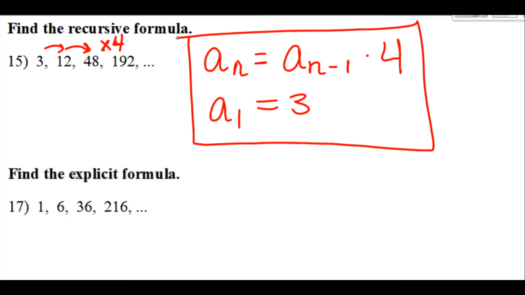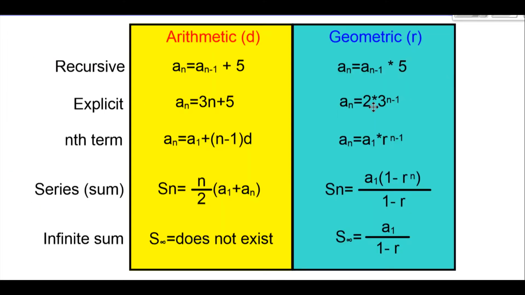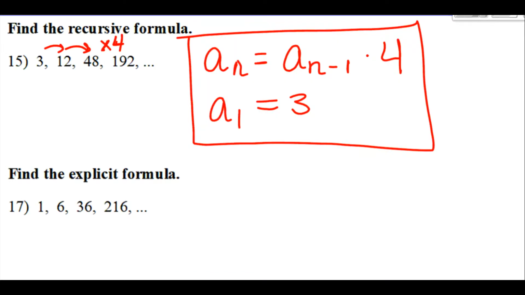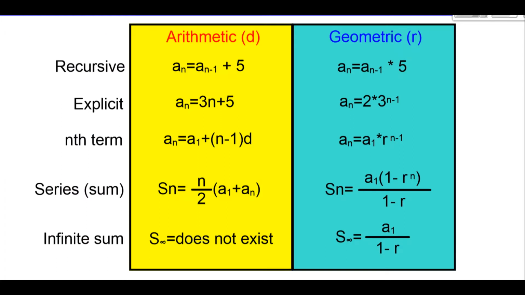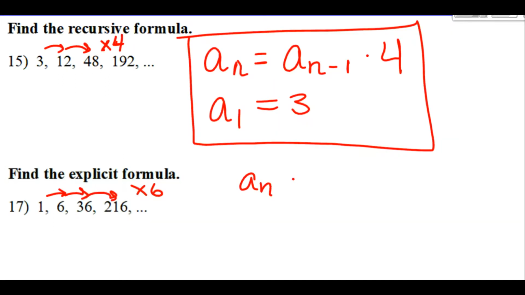Next, find the explicit formula. Explicit formula is a little bit harder to come by, but it's more useful. Explicit for a geometric is going to look like this. And that's what we're dealing with. Maybe we should have checked that first. How do we get from here to here to here? Times 6. So look back at that explicit formula. Explicit formula looked like this. Number times number to a power. Or how about this? Look at your nth term formula. That's probably more like it. an equals a1 times r to the n minus 1.